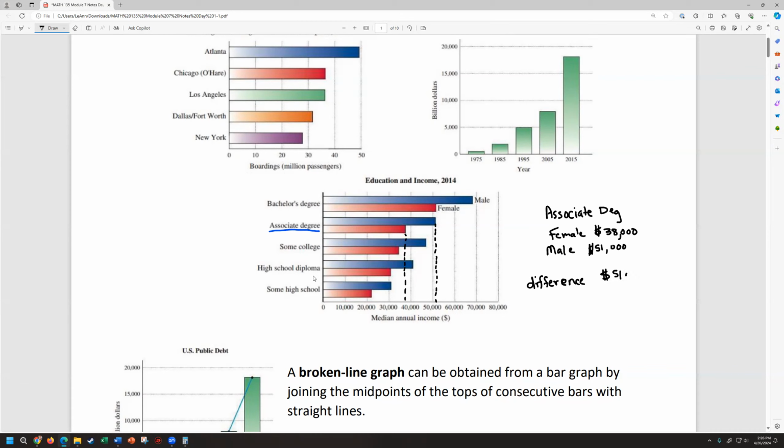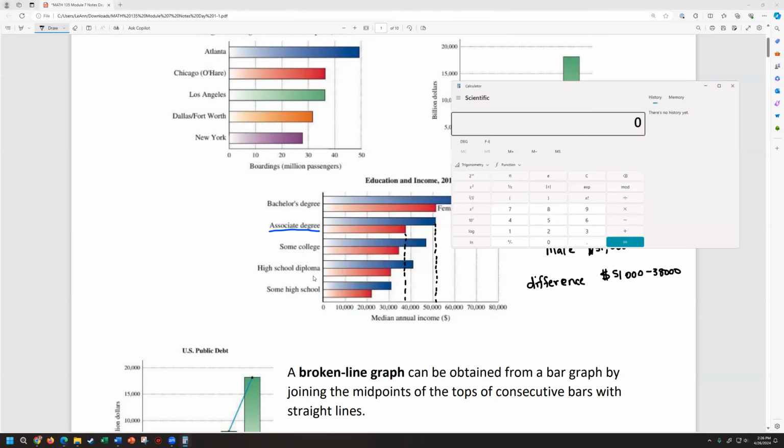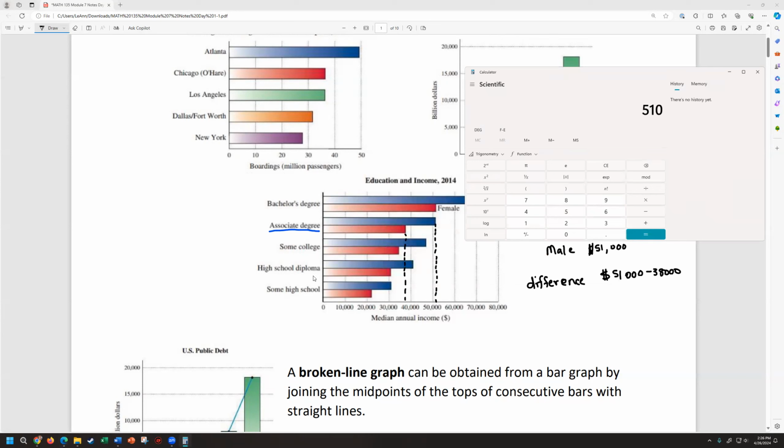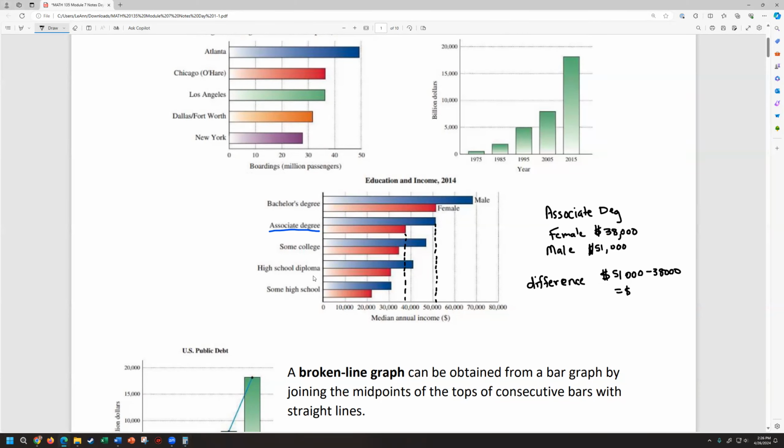So 51,000 minus 38,000. And that we can then say how much more cash-wise the males were making compared to the females, since the females were doing second in the subtraction problem. So notice that is 13,000. So we could say the males at that time and with the associate's degree were making 13,000 more than the females at that time and in that level of education.